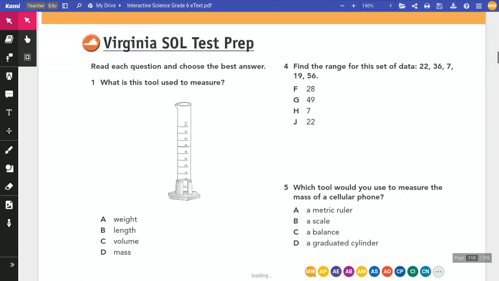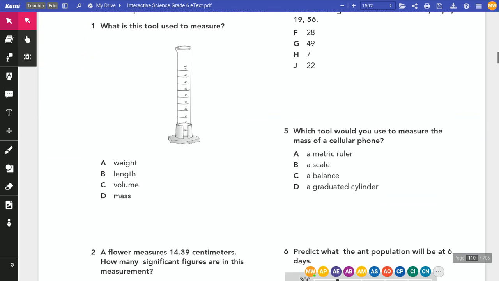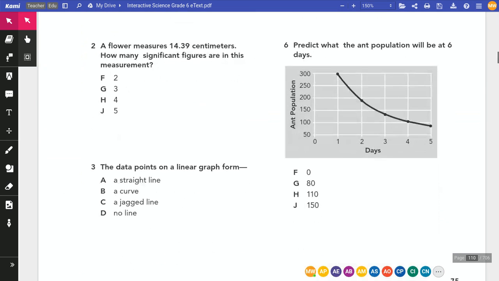Virginia SOL Test Prep. Number 1. What is this tool used to measure? Is it A. Weight, B. Length, C. Volume, or D. Mass? 2. A flower measures 14.39 centimeters. How many significant figures are in this measurement? F. 2, G. 3, H. 4, or J. 5?